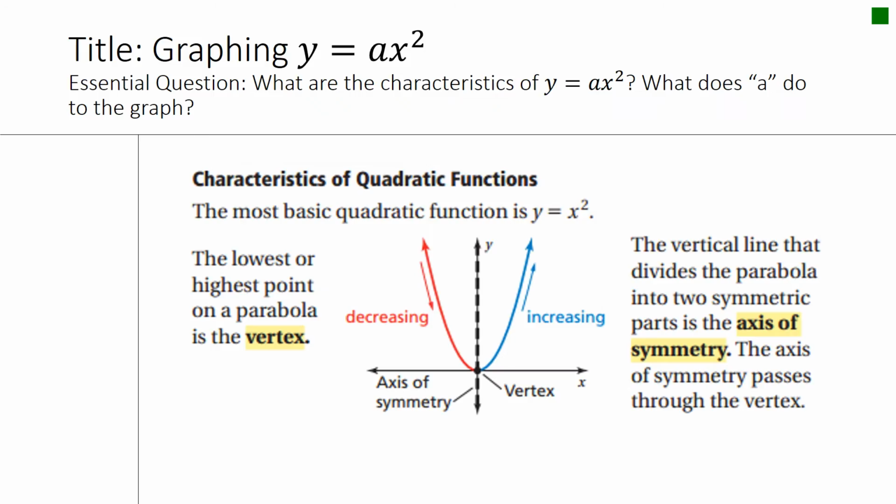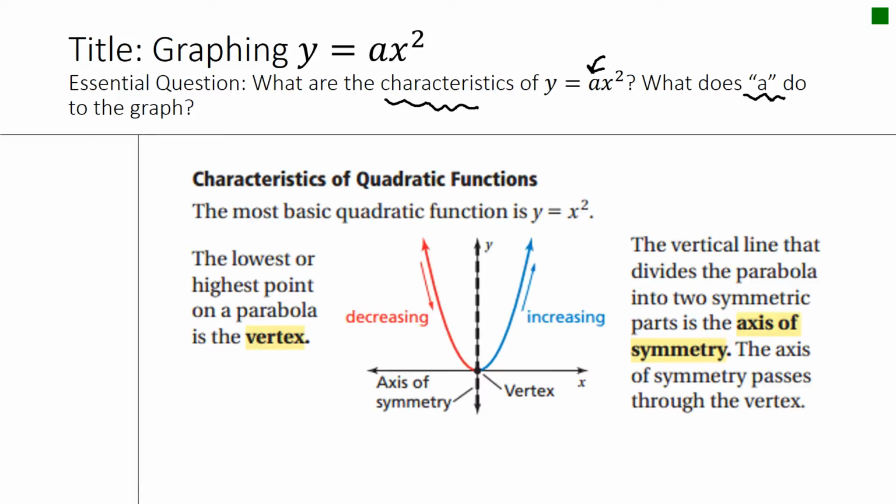So let's get started. Alright guys, go ahead and title this in your notes, graphing y equals ax squared. By the end of this, you will be able to tell me the characteristics of the graph, and I will go into detail what the characteristics are. You will be able to tell me what this variable a in front of x squared does to the shape of the graph.